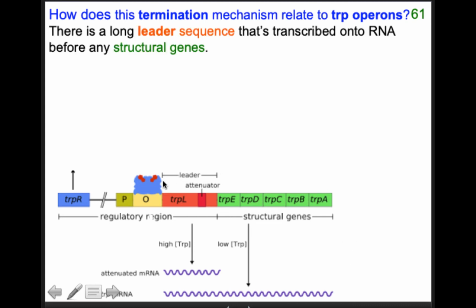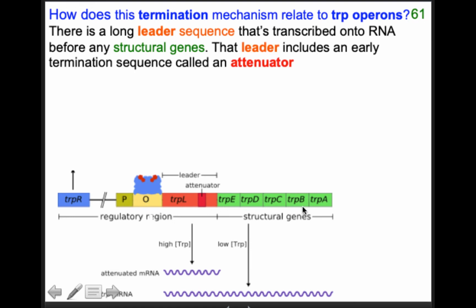So how does this relate to attenuation of transcription in your trp operon? Right here, notice that we have the promoter, which is where RNA polymerase binds in order to do transcription, and the operator sequence where it can be blocked by the repressor protein. But there's this leader sequence between the promoter and operator and your structural genes. This is not translated into any important enzymes or useful proteins. It's just a bunch of DNA found between the regulatory regions and your structural genes.